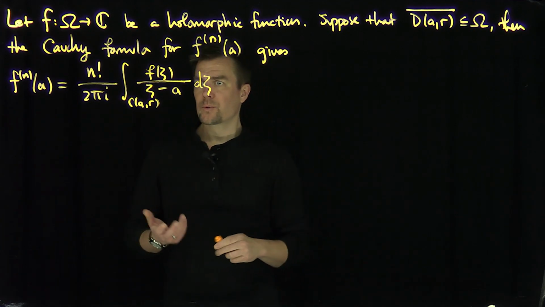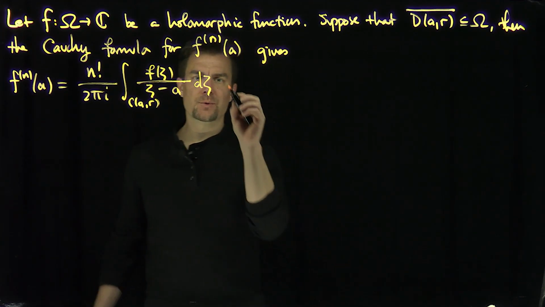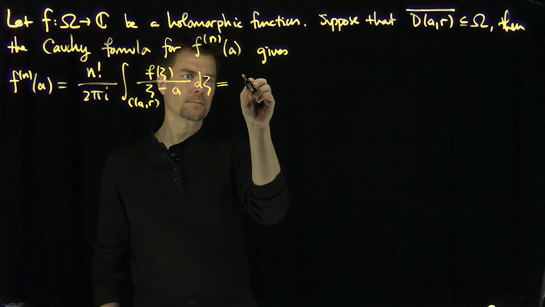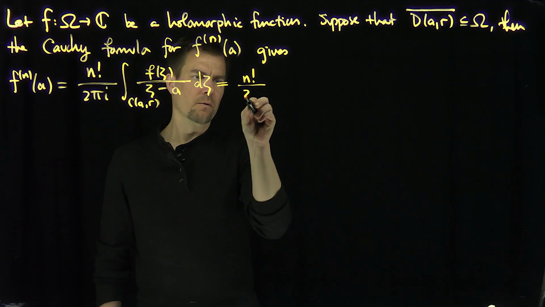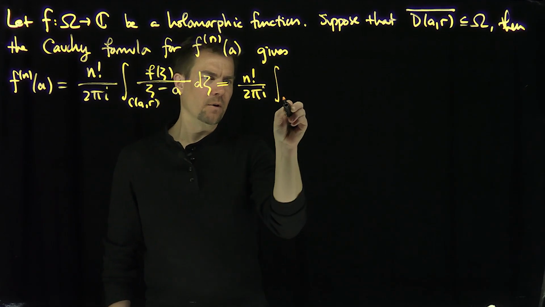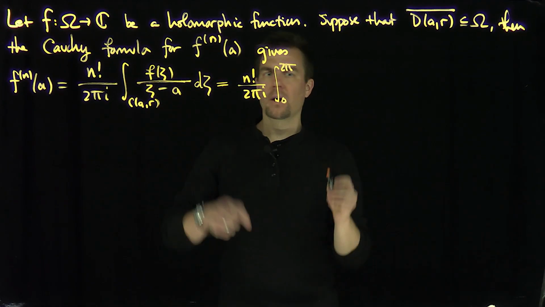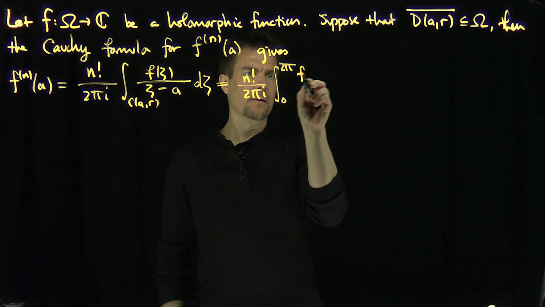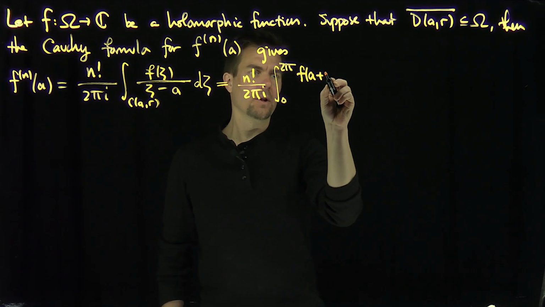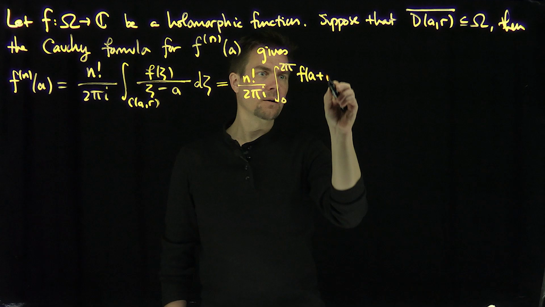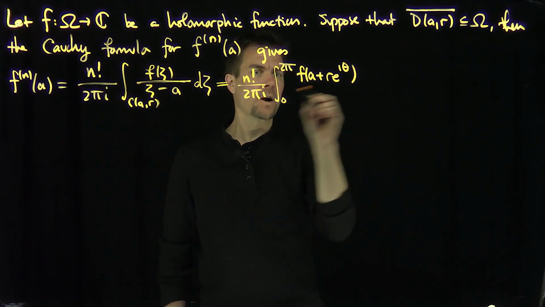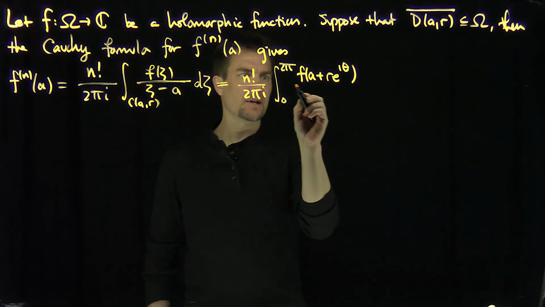And so now, of course, what we want to do is parameterize this, right? So if we parameterize this, what do we get? We get n factorial over 2 pi i, the integral from 0 to 2 pi, and then I'll have f of a plus r e to the i theta, right? Beautiful. Now, of course, the a will cancel out.